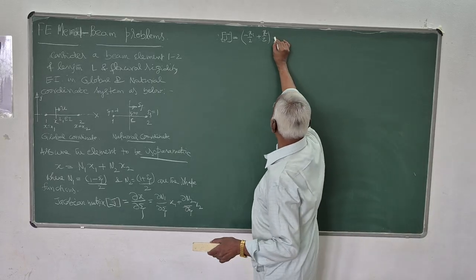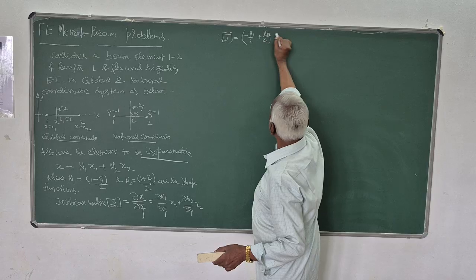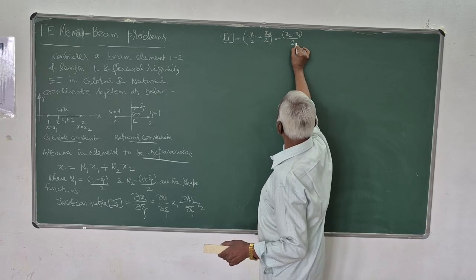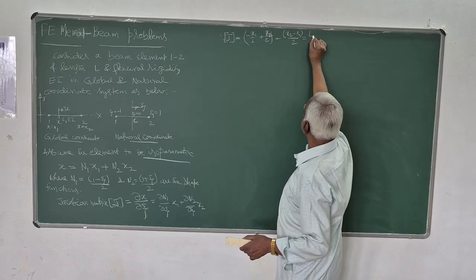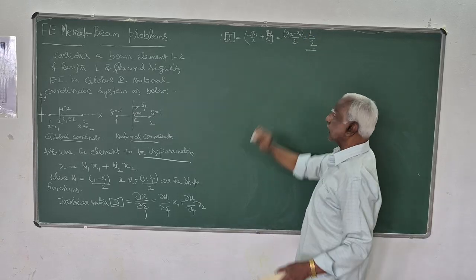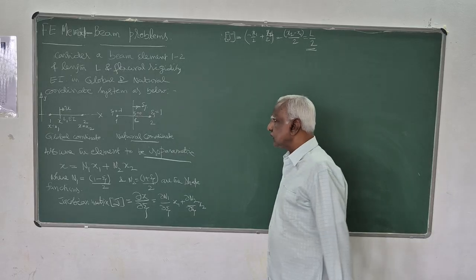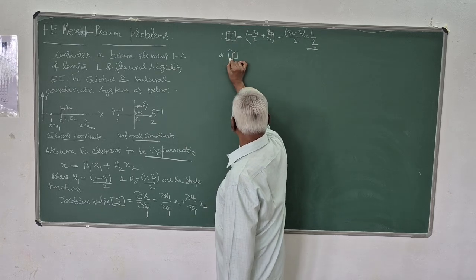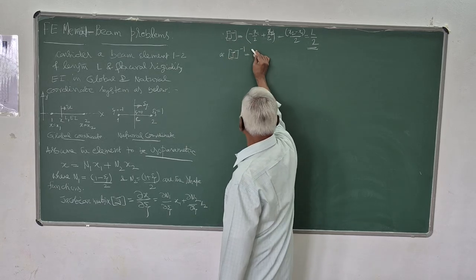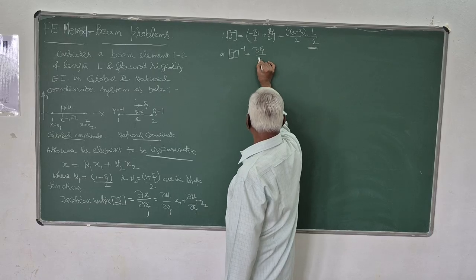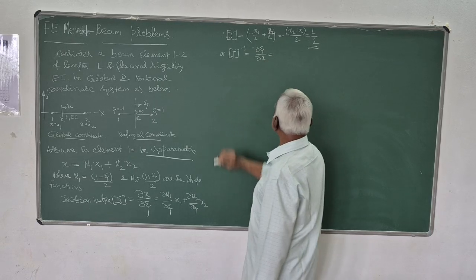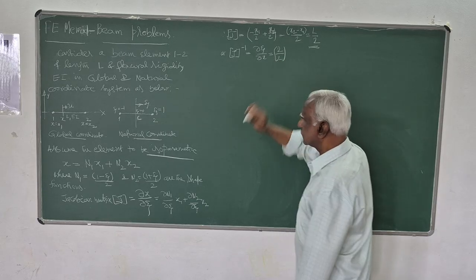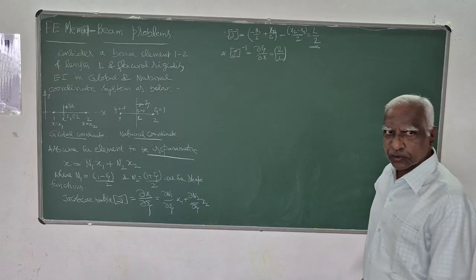that is x2 minus x1 divided by 2, which is nothing but L by 2. So the Jacobian matrix is equal to L by 2, and the inverse of the Jacobian matrix is delta psi by delta x, which is equal to 2 by L. So this much information you should have first.